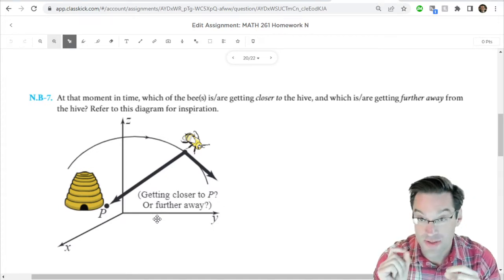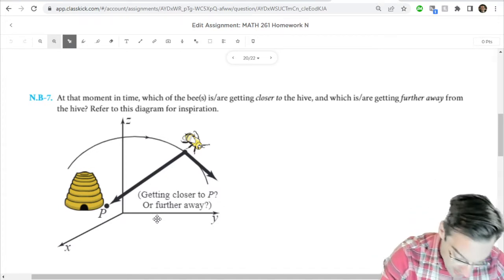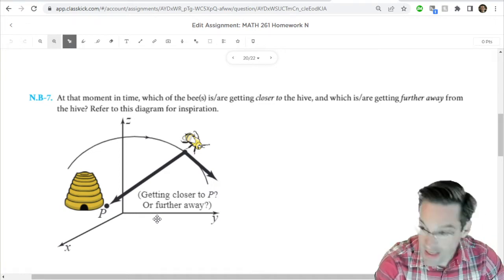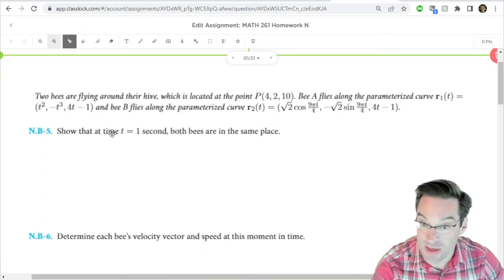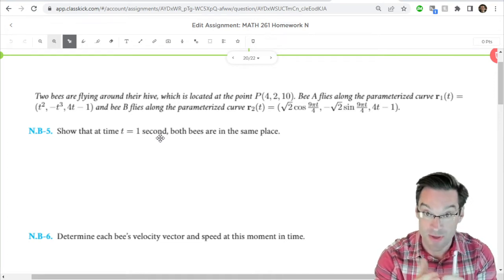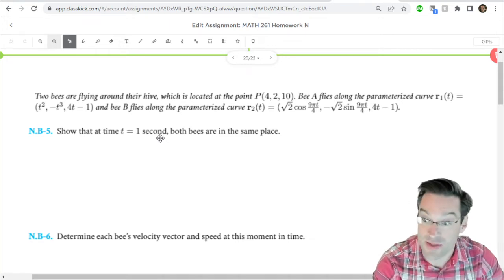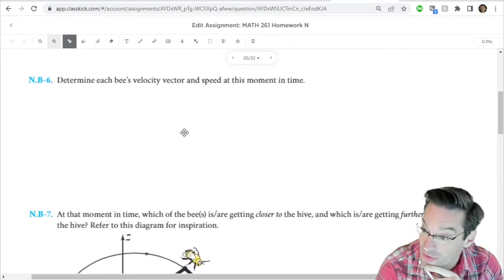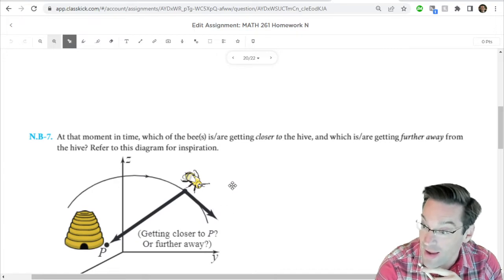It's asking us to think about how we can quantify the rate of change of the distance of each bee to the hive at the moment in time. And the moment in time it's referring to is time t equals 1 second. At that instant, both of these bees are occupying the same position in space, so they have the same distance to the hive at that point. So the question is, how is their distance to the hive actually changing?